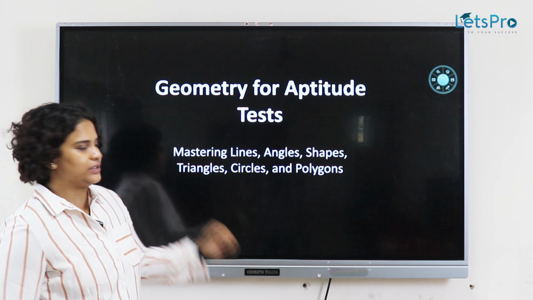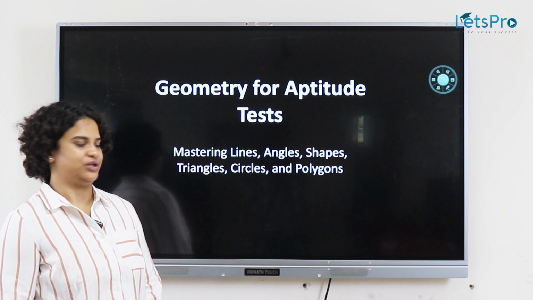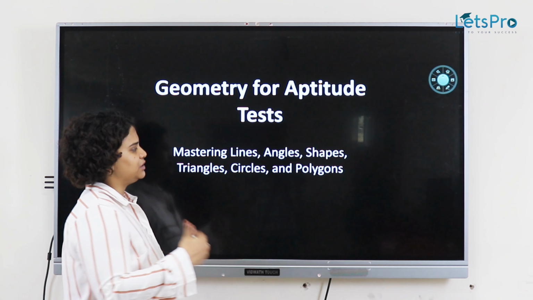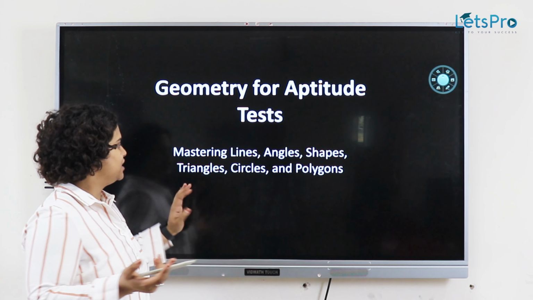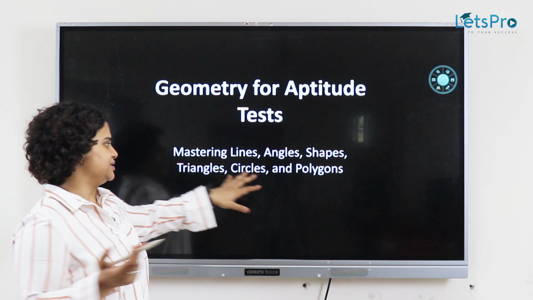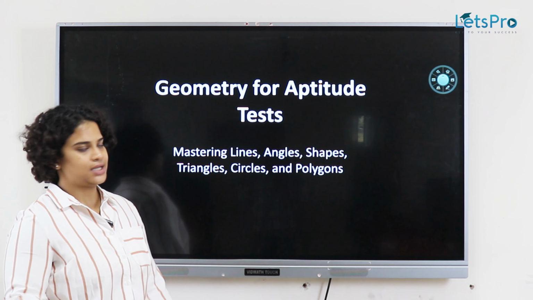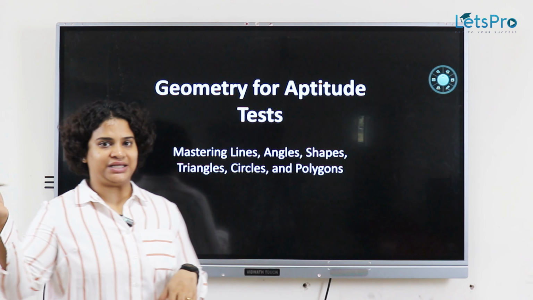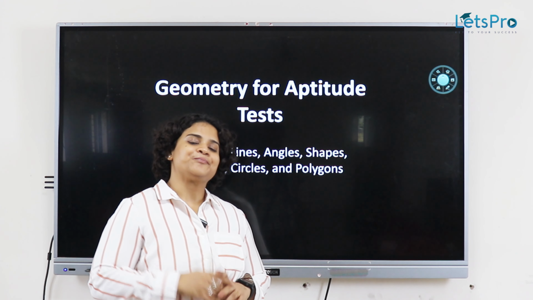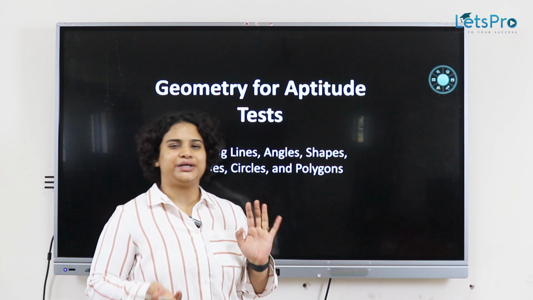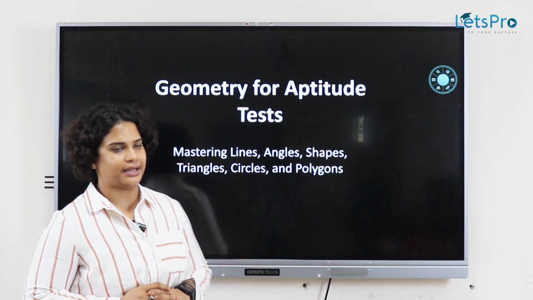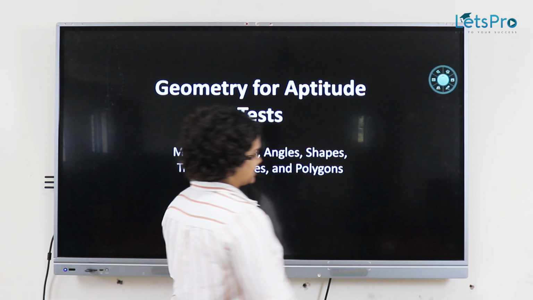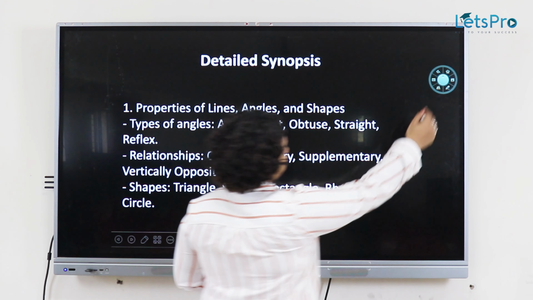Anyway, what are we going to learn in this particular module? First thing is we're going to learn about lines, angles, shapes. Under shapes we have triangles, circles and polygons. Under polygons, we are going to learn about many-sided figures. There again we are generally only concerned about degrees and everything, not anything beyond that, right? So let's begin our show.